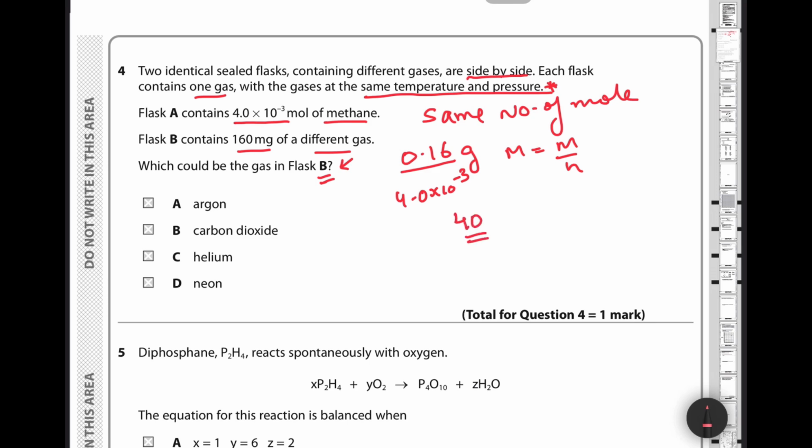So now you have to check which of these 4 has the mass 40. So if you check the periodic table, argon is 39.948, which is approximately 40. So your answer is A.